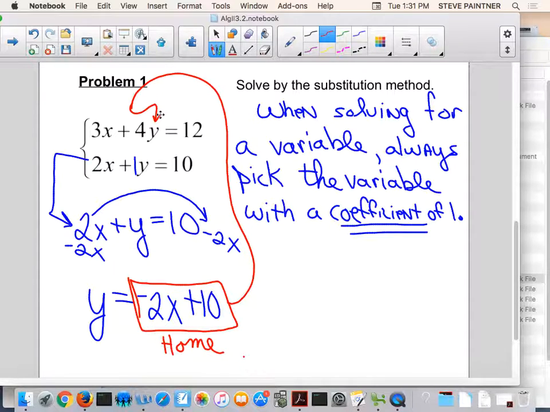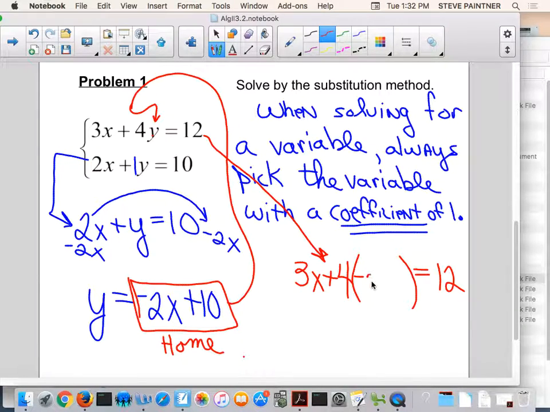And now you're going to take this equation and solve it for the only letter that will be left, and that will be x. So we rewrite this equation. 3x plus 4 times y, use your parentheses, and then a 12 out here. What are we putting in for this y? Negative 2x plus 10. Yep, negative 2x plus 10. You with me? Okay.